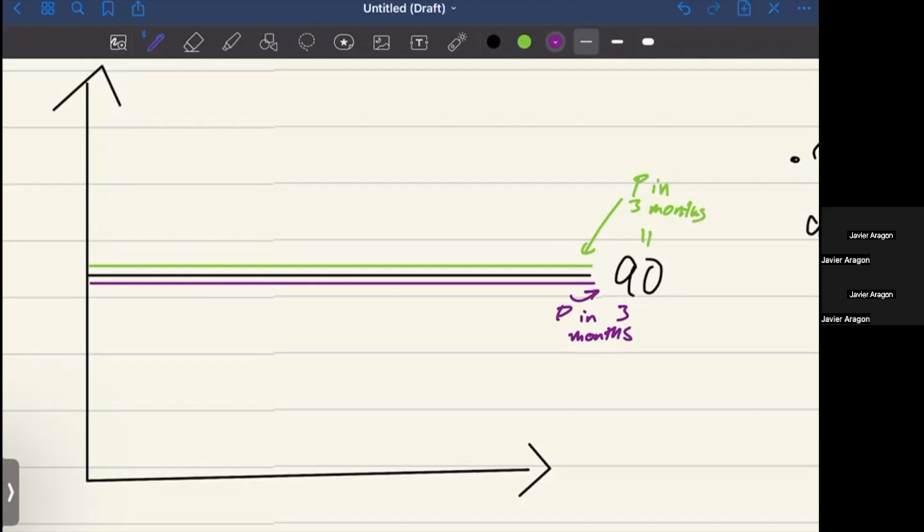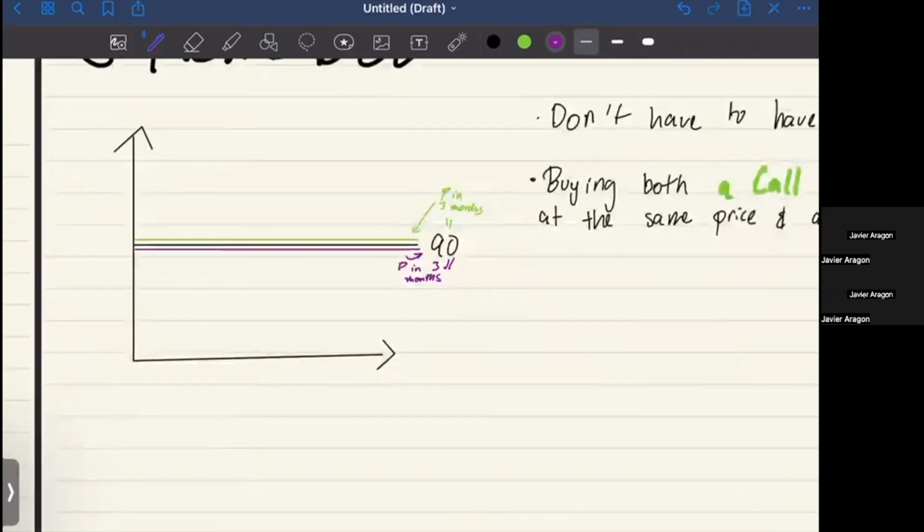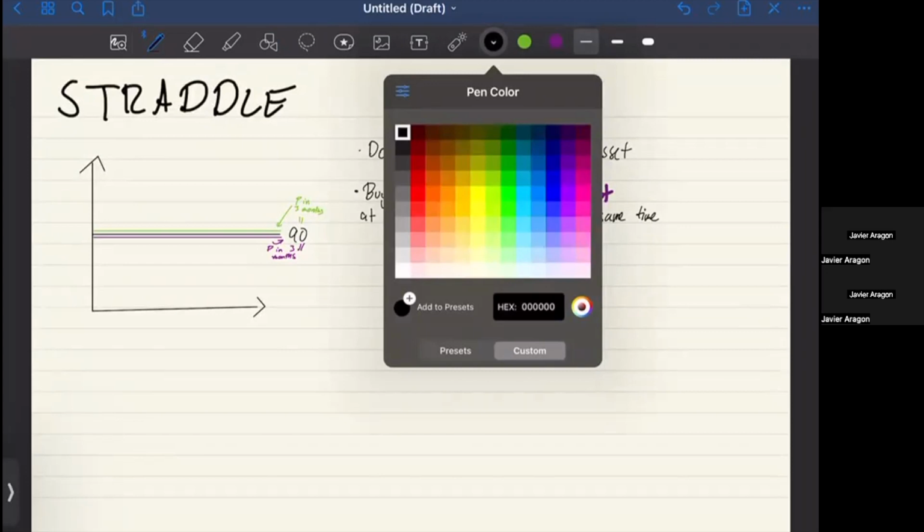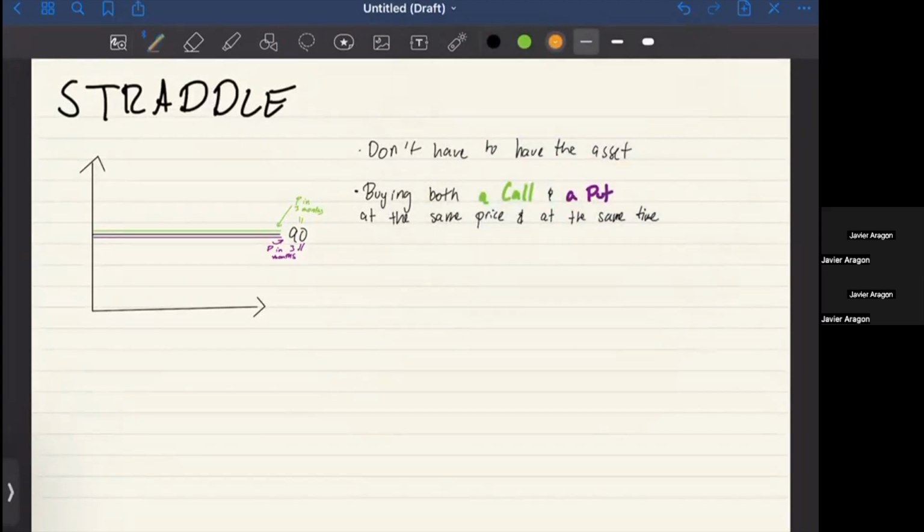It's also going to be 90. So you're thinking to yourself, well, why do you do this? So say your stock, and let's go back to our orange, the first stock movement.